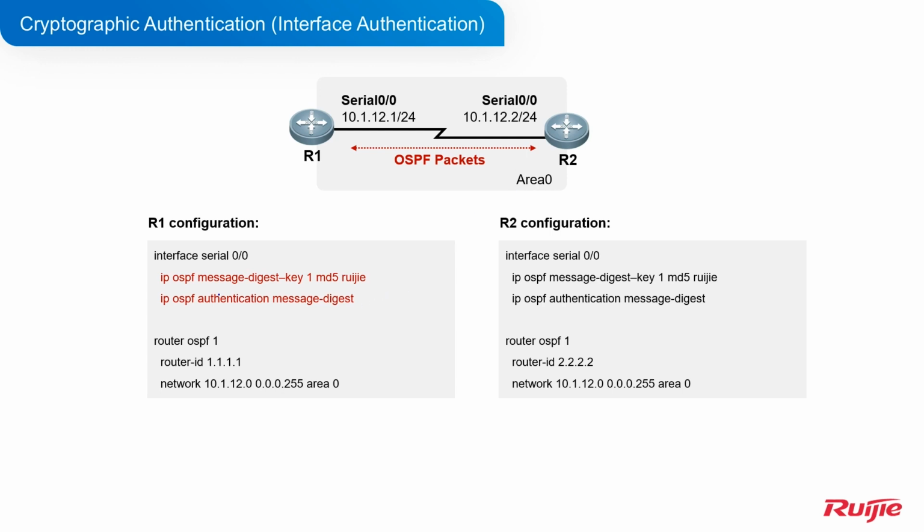Okay, so here we set IP OSPF authentication to be message-digest, which chooses the authentication way. And for the other router, it is the same. We use message-digest. It means we use the cryptographic authentication. Okay, and for the password, we use IP OSPF message-digest-key, set the key ID to 1, and then use MD5 and set the password as Ruijie. Okay, so for the other router, we also have to use IP OSPF message-digest-key, set the key ID information, and then set the same password. Okay, so this is the example for the interface authentication.